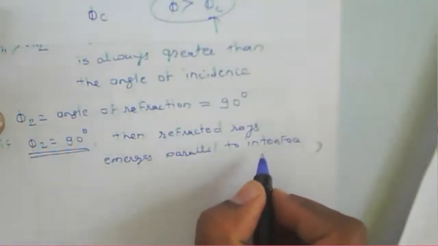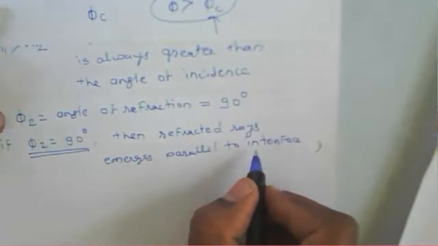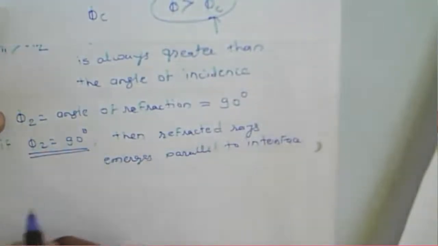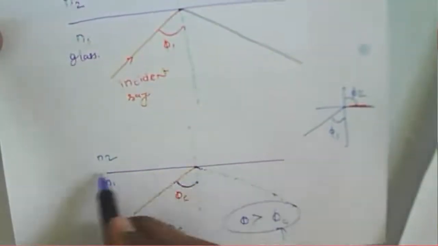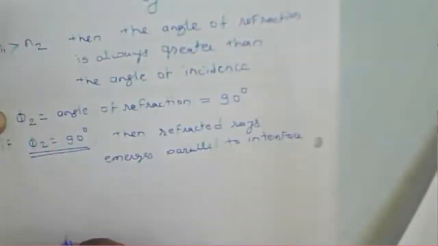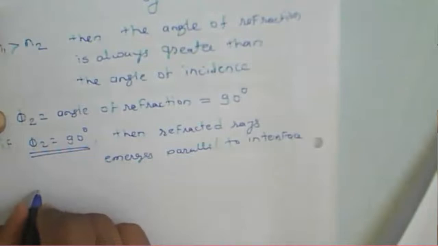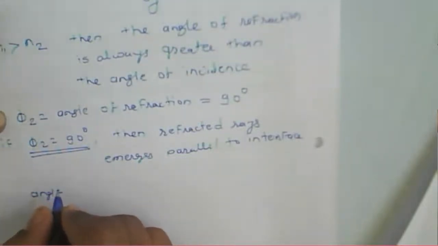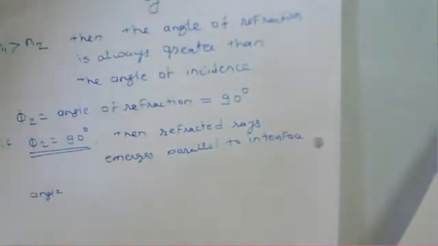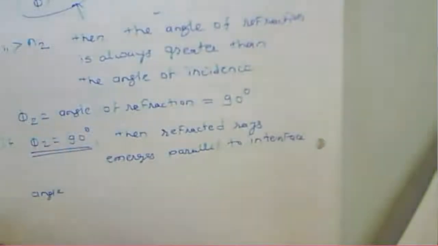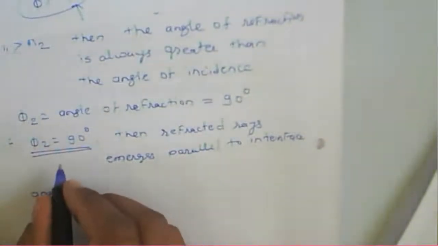Okay, if phi 2 is 90 degrees, then the refracted ray emerges parallel to the interface. Which interface? The interface between the two media, the dielectric media. This is about the angle at the interface, the boundary between the media. So that's why that is the angle of refraction.